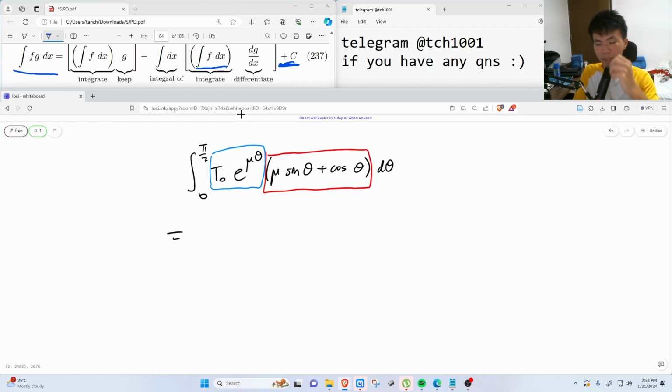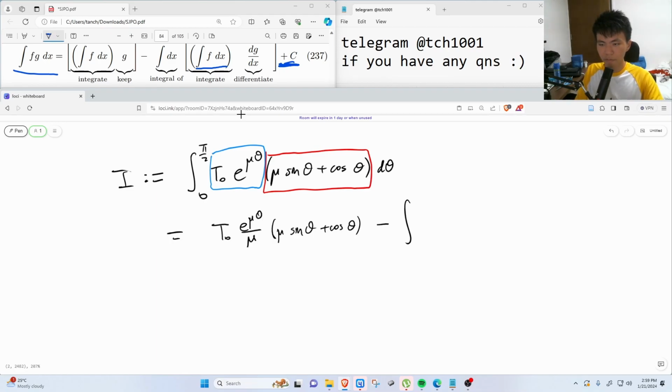You might recognize this from the capstan equation, but you can check out the video for more details. So I'm going to call this integral I for reasons you'll see later. If we perform integration by parts once, we'll get integrate-keep minus the integral of integrate-differentiate. And because this is a definite integral from 0 to pi over 2, we need to evaluate the first term at the boundary, and the second term is a definite integral.